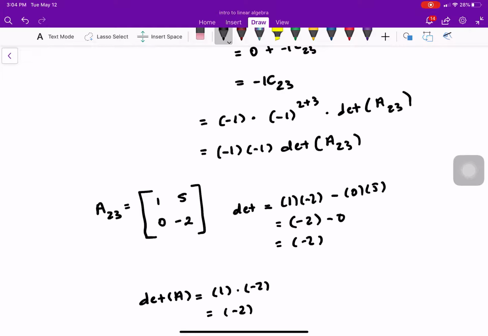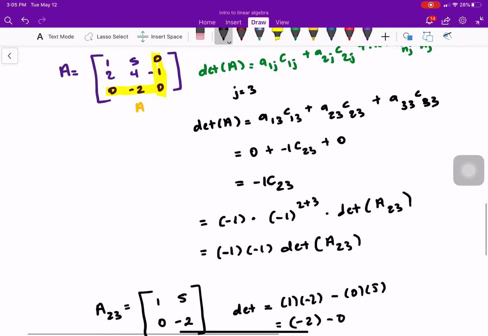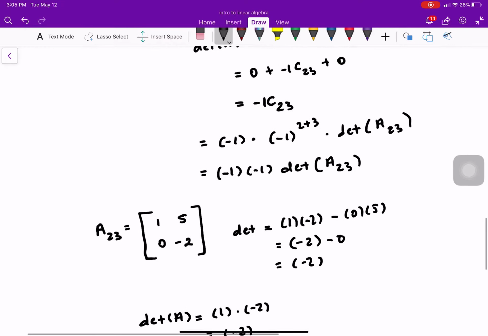So the purpose of the cofactor expansion is really to take a big, complex, complicated matrix and explain the determinant in terms of a 2 by 2 matrix, which we can all do in our head. So that's the end of this example.